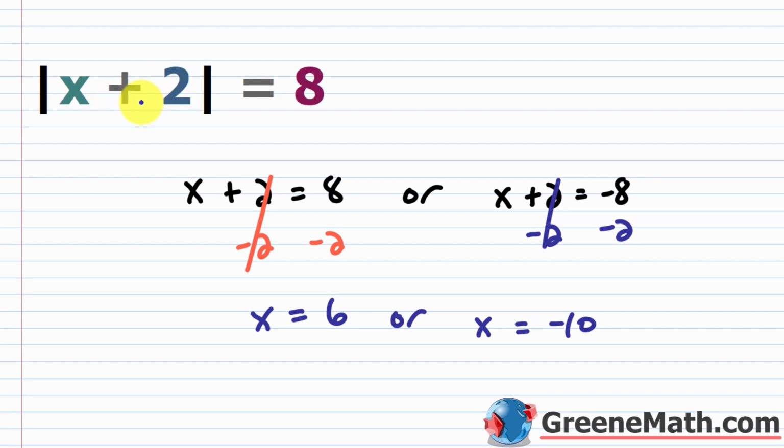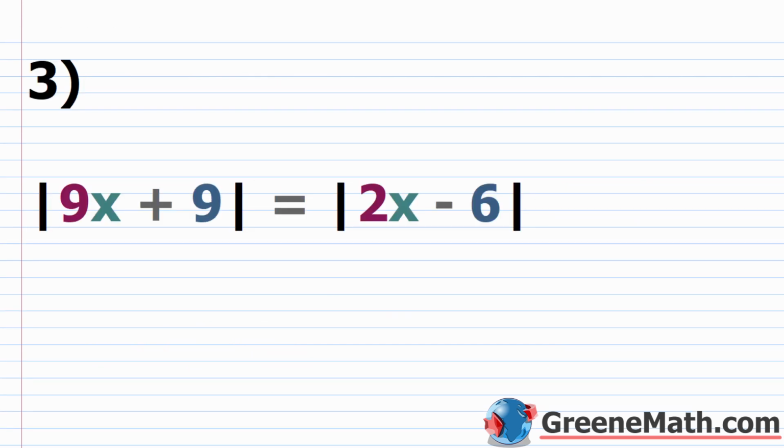The absolute value of negative 8 is 8, so 8 equals 8. So both will work as a solution. Again, if you want to write this, I'll say x is equal to negative 10, comma 6. Okay, let's look at problem number 3.